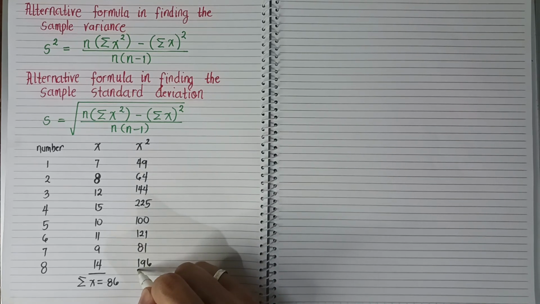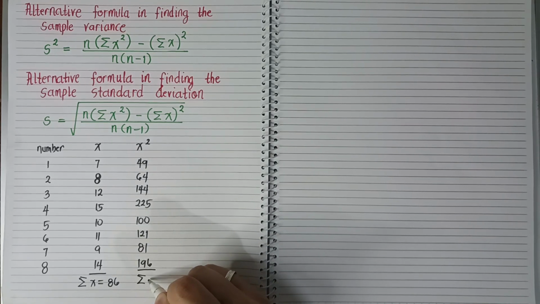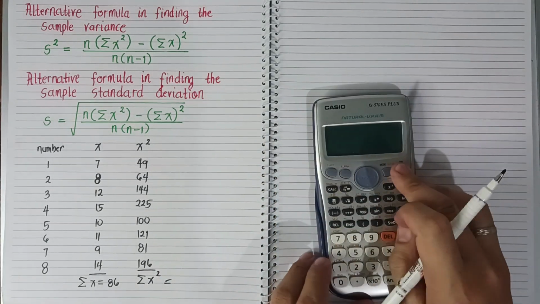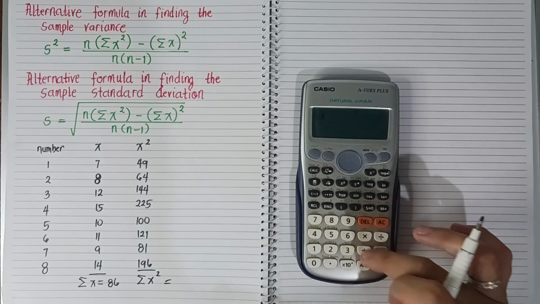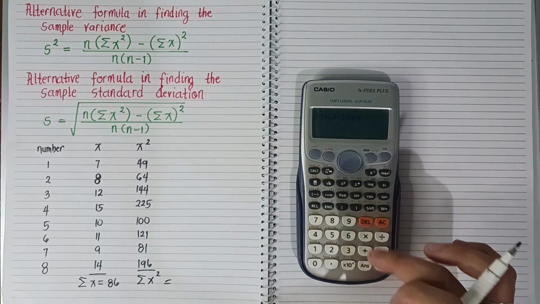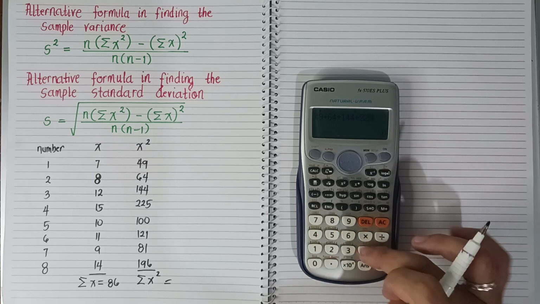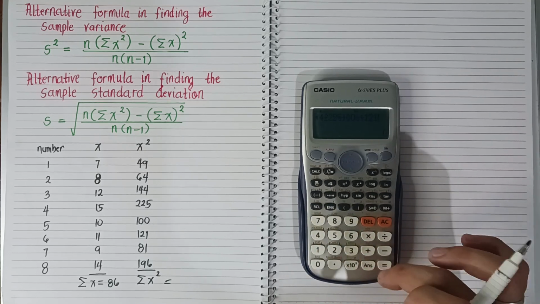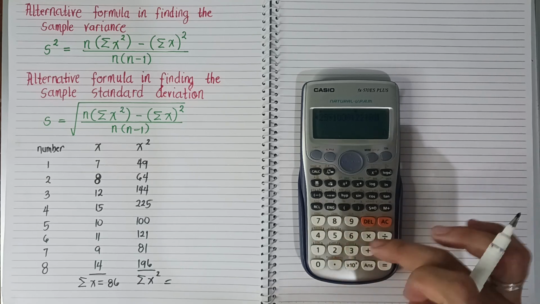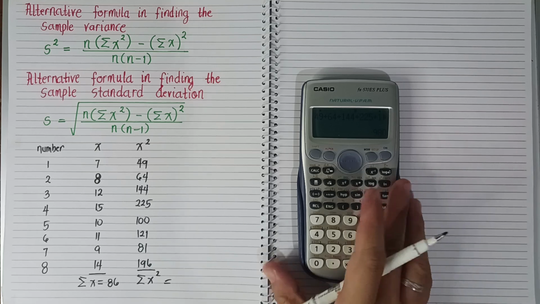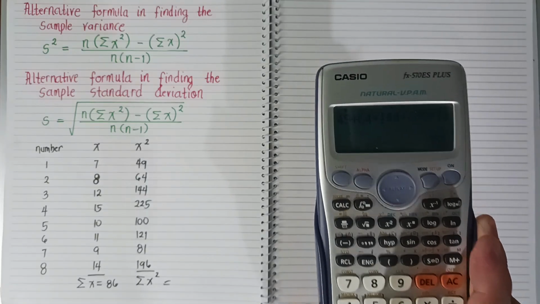Gets? Okay. So, summation ng x squared natin. Ayan. Ibig sabihin, ipag-add lang natin yan, guys. So, we have 49 plus 64 plus 144 plus 225 plus 100 plus 121 plus 81 plus 196. That is equal to 980. Okay, so 980.